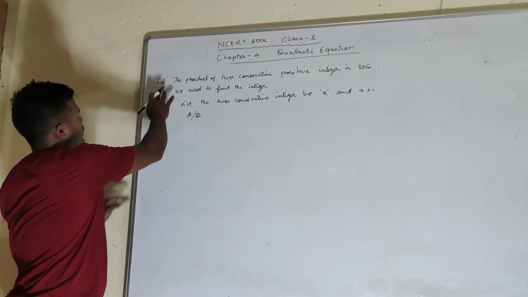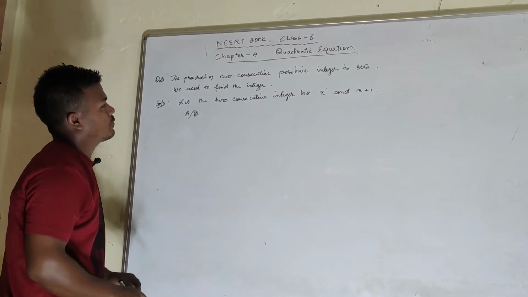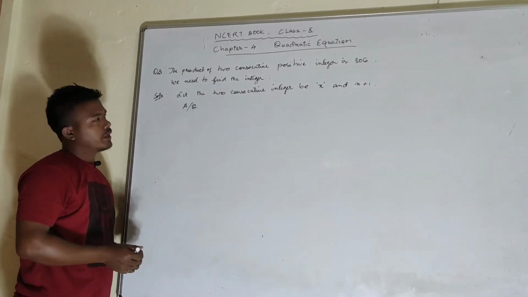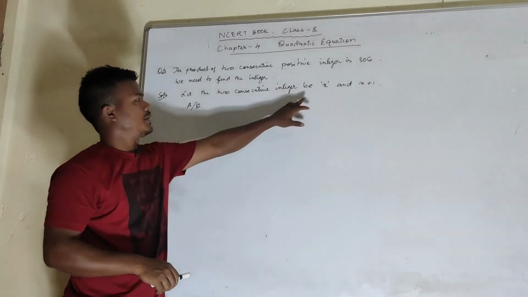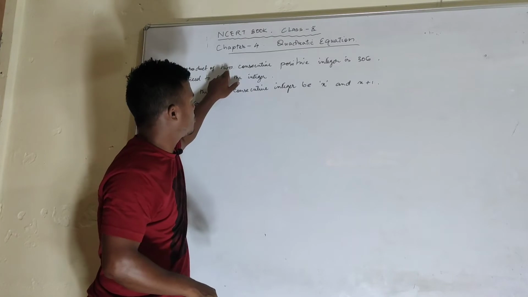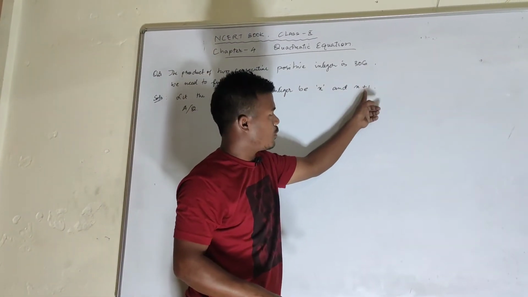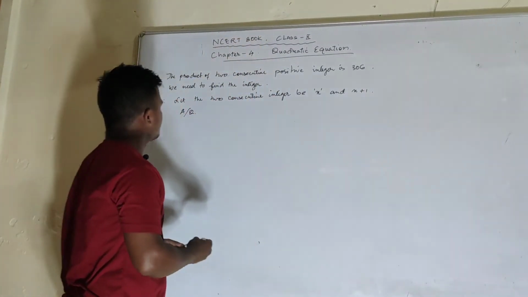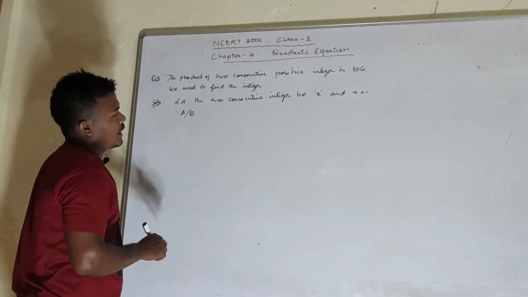Question number 3 is this: the product of two consecutive positive integers is 306. We need to find the integers. So whenever integers are given, you will always let them be x and x plus 1, because it has mentioned two consecutive here. If it says 3, then you will write x, x plus 1, x plus 2. If it is 4, x plus 3, like this. So we let the two consecutive integers be x and x plus 1.